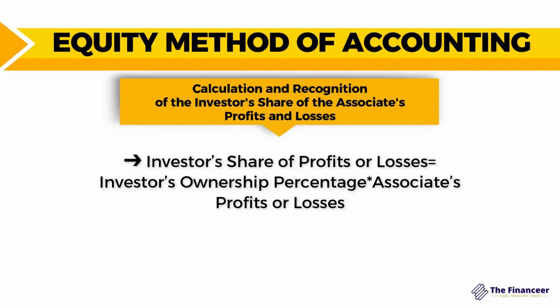So first things first, after calculating your share in the profit or loss, consider it as a profit or loss from associates in your statement of profit or loss. And then consider this as an increase or decrease to the carrying value of your investment in associates. So if you are recognizing a share of profit, this share of profit will increase the carrying value of the investment. If you are recognizing a share of loss, this share of loss will decrease the carrying value of the investment in the financial position.